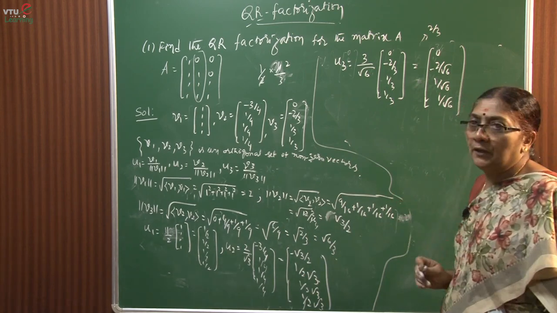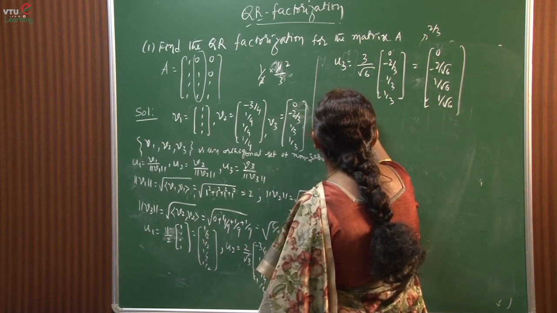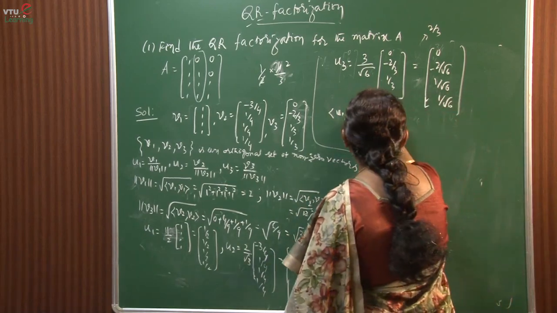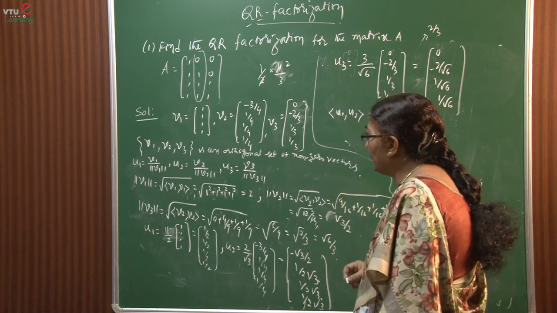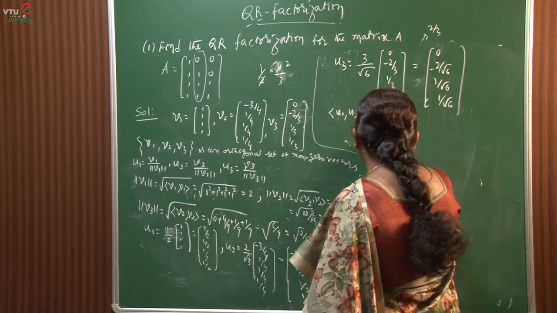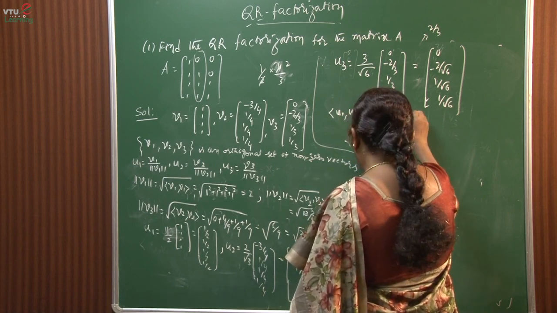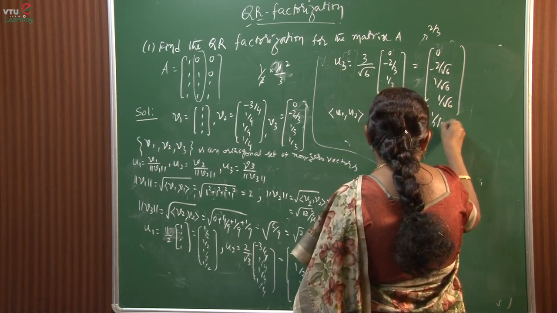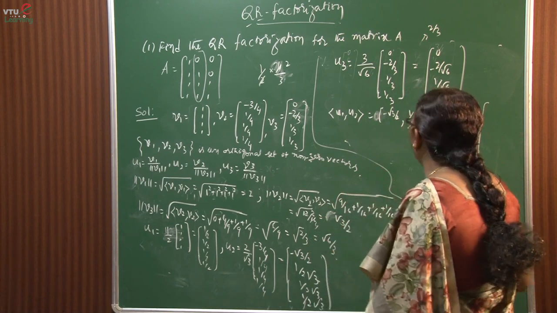Now these are the values we get for u1, u2, u3. Now we have to verify. This is lengthy, but we can't help it. The inner product of u1 comma u2 has to be verified. What is the inner product of u1 comma u2? It is nothing but u1 transpose into u2. What is u1 transpose? Because it is a column vector we have to take the transpose. u1, which we just wrote on the board, is minus root 3 by 2, 1 by 2 root 3, 1 by 2 root 3, and also 1 by 2 root 3, into u2.